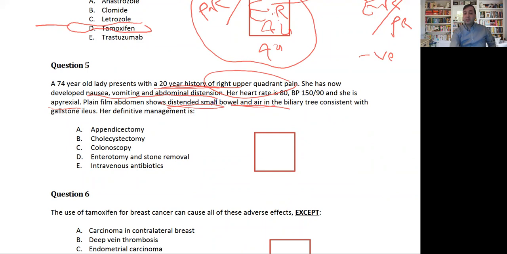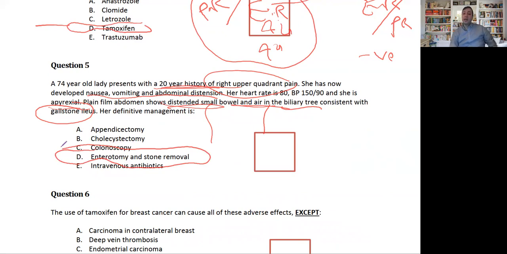The presence of distended small bowel with this clinical picture is consistent with small bowel obstruction, and the presence of air in the biliary tree, called pneumobilia, is consistent with a cholecystoduodenal fistula, and this fistula leads to the pneumobilia. So the most likely diagnosis is gallstone ileus. What is her definitive management: appendectomy, cholecystectomy, colonoscopy, enterotomy with stone removal, or intravenous antibiotic? The most appropriate treatment here is enterotomy with stone removal.